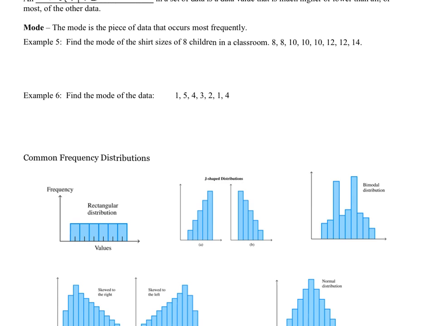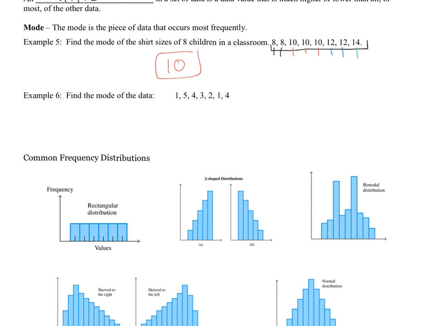So here we go. I think it's easier to do if you have a list of numbers that is ordered. So you can see, for example, 5, this list is already ordered. We have 8, 8, that's 2. We have 10, 10, 10, that's 3. We've got 12, 12, that's 2. And we've got 14, that's 1. So which one happens the most frequently? It's a pretty simple answer. 10 is our answer. That is the mode. That's how easy it is to find a mode.